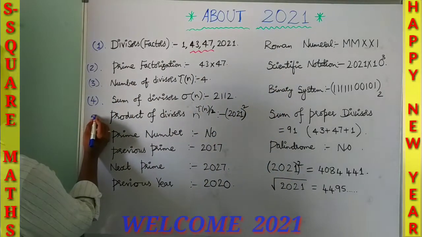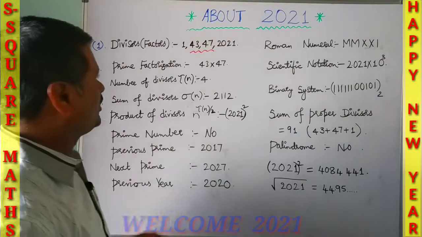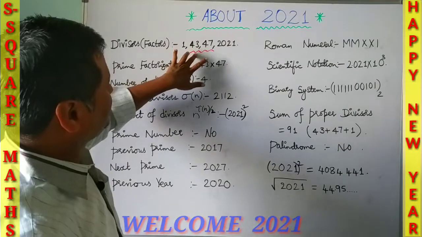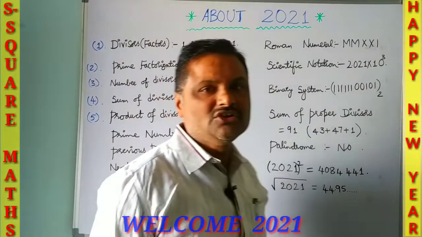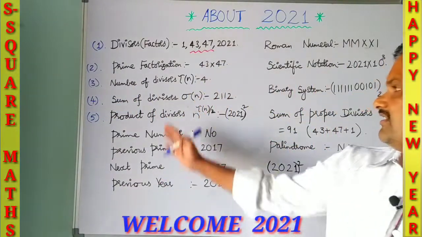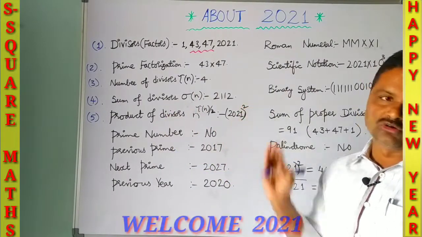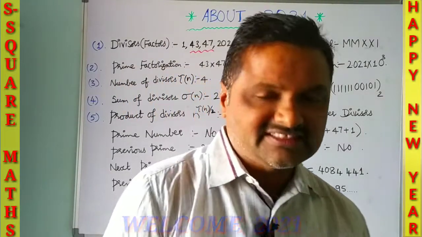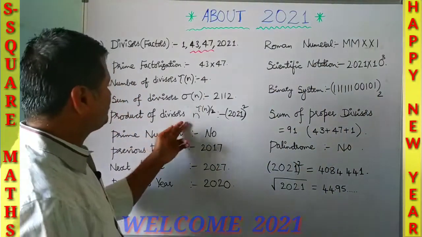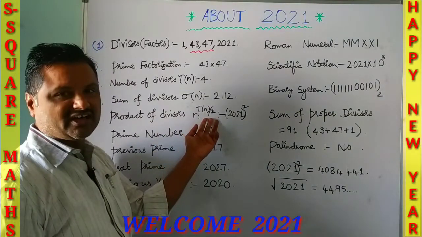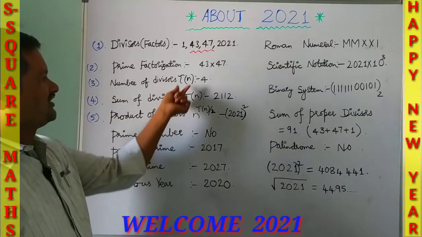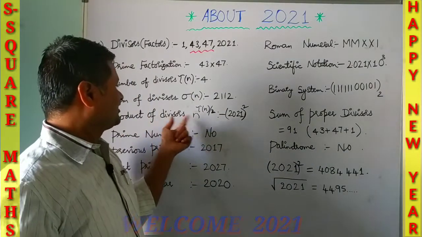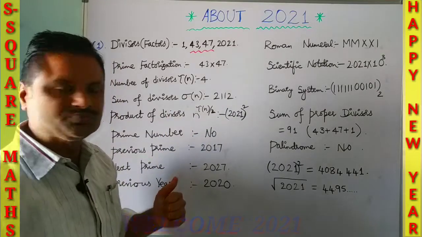Next, product of divisors. If you multiply the divisors, 1 into 43 into 47 into 2021, you are going to get the product of divisors as 2021 whole squared, nothing but 2021 into 2021. It is represented as n power tau of n by 2. This is the formula for product of divisors. So first you have to determine tau of n, then to determine the product of divisors, n power tau of n by 2.